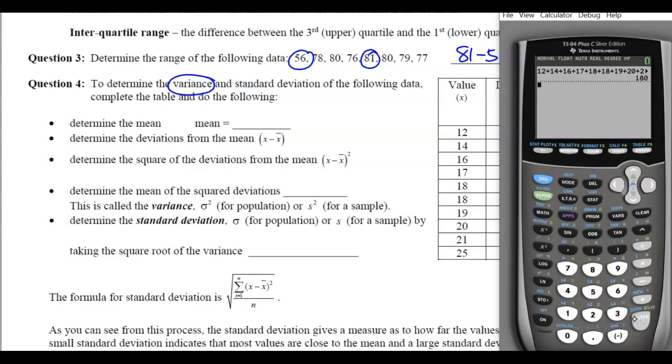Okay, 1, 2, 3, 4, 5, 6, 7, 8, 9, 1, 2, 3, 4, 5, 6, 7, 8, 9, 10. Okay, so 180 divided by 10. Alright, I think I answered those correctly.